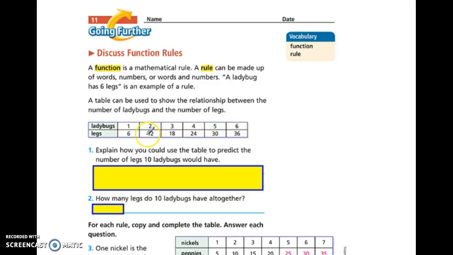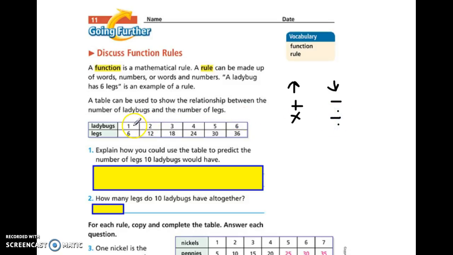Now, what you want to do is try to figure out what the rule is. How do I move from 1 to 6? Or how am I moving from 3 to 18? A hint that I can give you is that if the number is going up, it's either going up because you're adding, or it's going up because you're multiplying. If the number is going down, it's either going to be that it's subtracting or it's dividing.